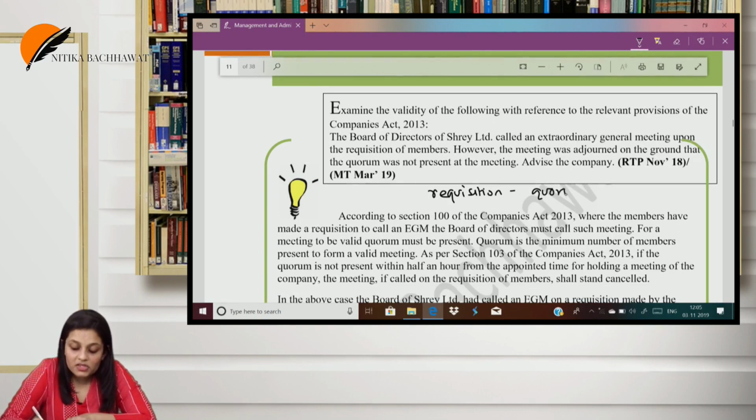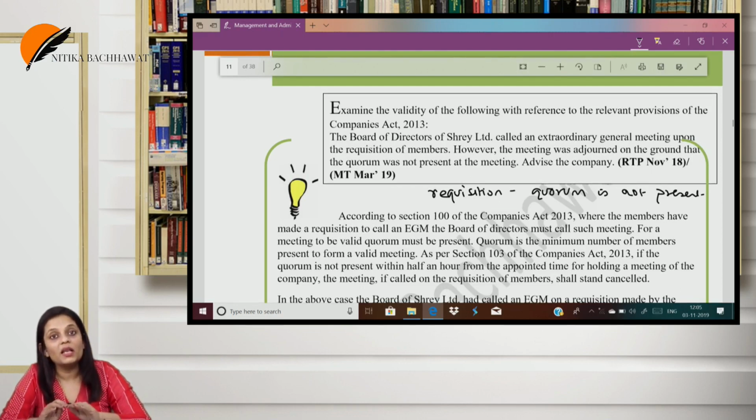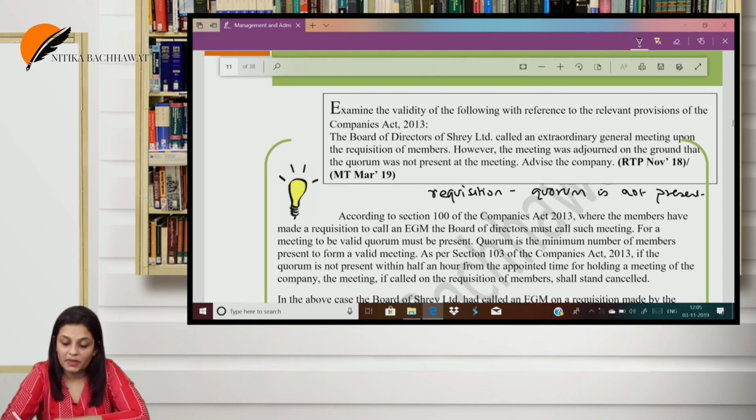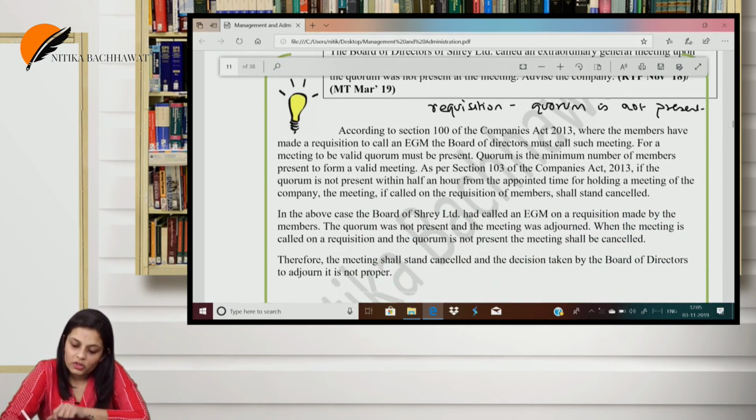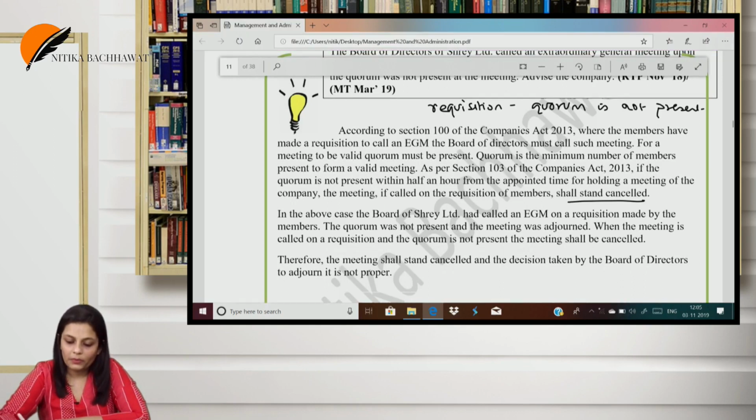But when the meeting is called upon the requisition of the members and the quorum is not present, see, the whole point is that the members are calling the meeting and they themselves are not present, so the meeting shall be cancelled. It's not adjourned, the meeting shall stand cancelled. Therefore, the decision taken by the Board of Directors to adjourn it is not proper. I hope it's clear.